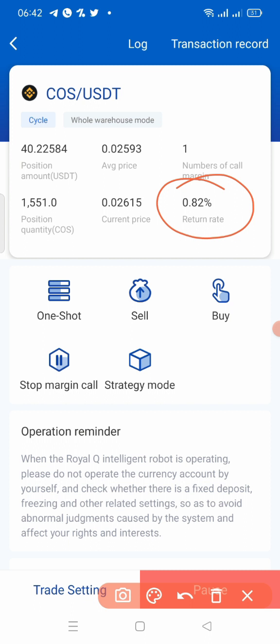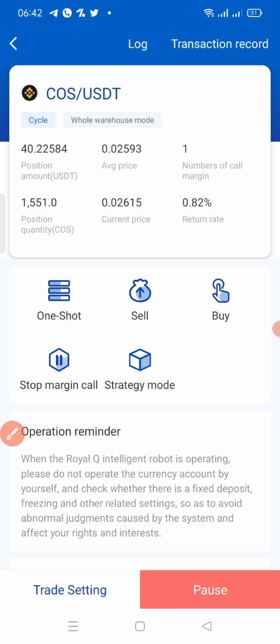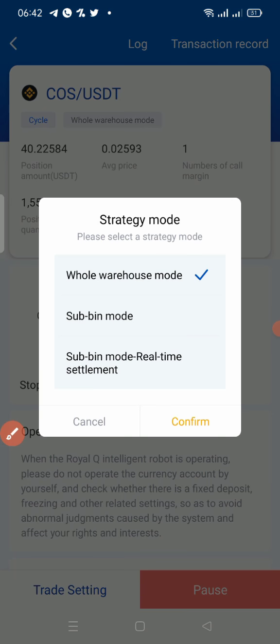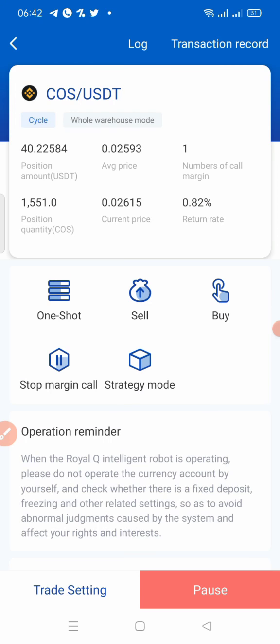The key thing about this trade is that the strategy mode was kept at whole warehouse mode. And you can see we didn't stop margin call. Somehow we didn't stop the margin call, but that's fine. It was just one dip, and I can tolerate that one dip. So you can put that in your strategy: just buy one dip and then stay there. Don't buy more than one dip. So you can see we have those basic settings.